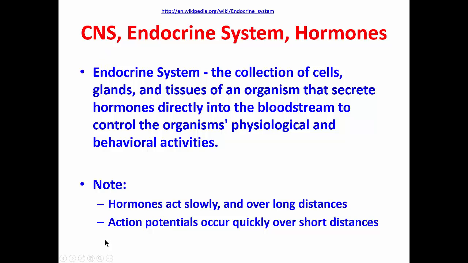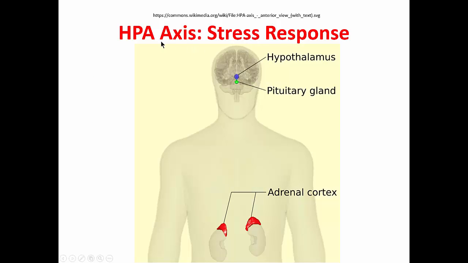So the central nervous system is operating very quickly and over very short distances. The endocrine system is operating on this time scale of maybe seconds, more likely minutes, maybe hours, sometimes days, and over very long distances, maybe on the order of many centimeters. To appreciate this, let's learn about an important component of the endocrine system called the HPA axis. This is involved in stress responses. The HPA axis consists of the hypothalamus, that's the H, the pituitary gland, and adrenal cortices that you see here hovering right over the kidneys.